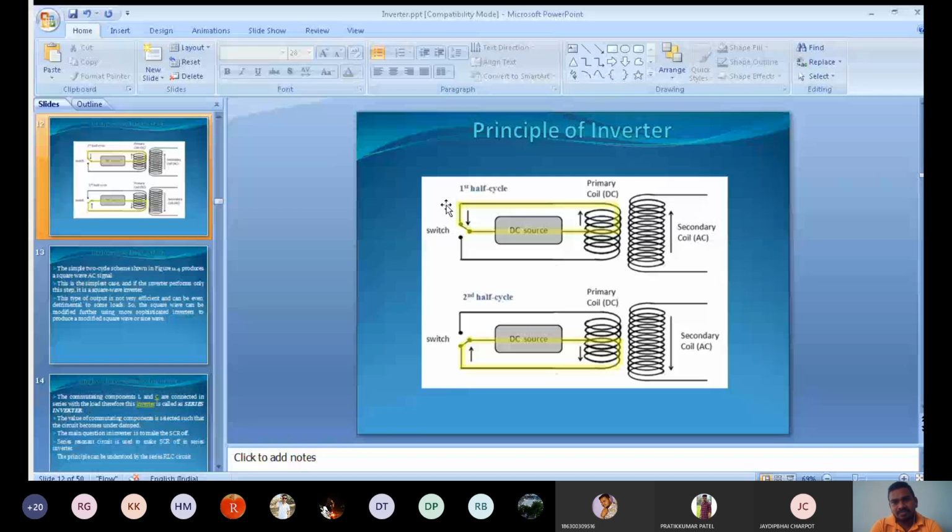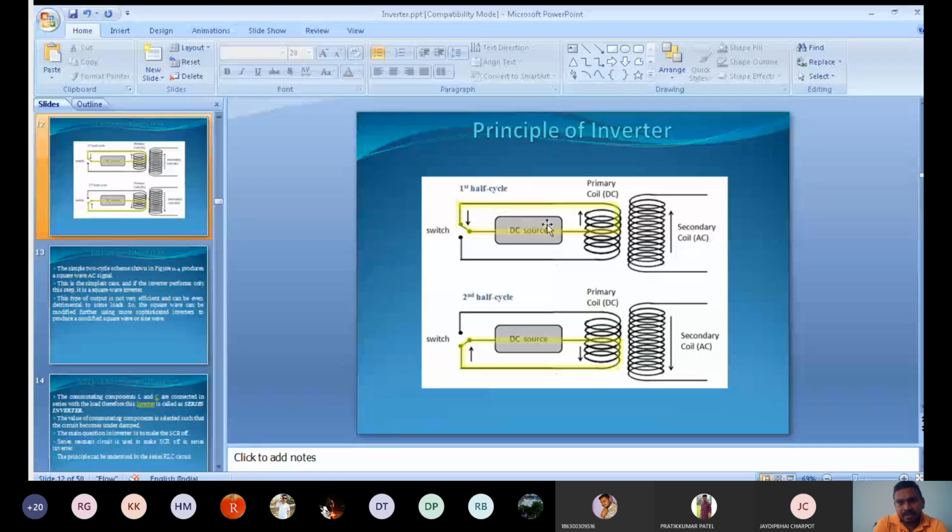So now, due to it the flux is produced and this flux links with the secondary coil, so EMF is induced in the secondary coil, as per the law. Now this we assume is the first half cycle. At that time the direction of current flowing through this coil or this circuit is as shown in the figure.